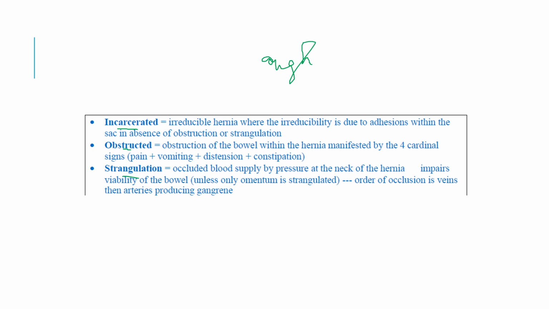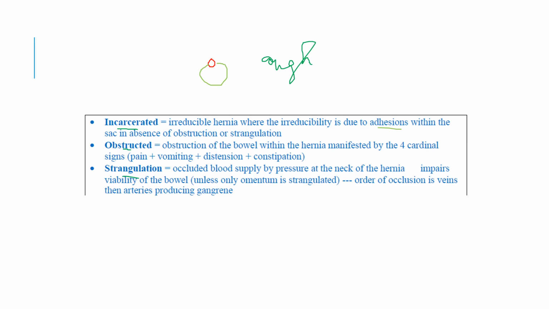That hernia that is coming out through a small defect, maybe a big wall has come out. Now it cannot go back. So one irreducible hernia, where the irreducibility is due to adhesions within the sac in the absence of obstruction or strangulation, is called incarcerated hernia.